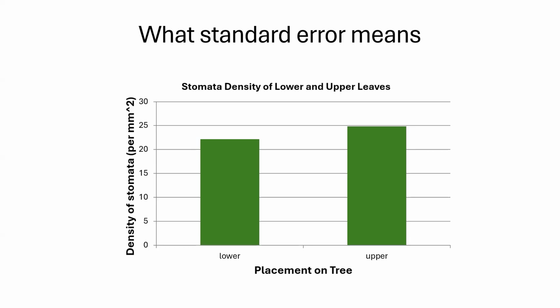Not whether the data is significant, but whether the claim that we want to make, upper leaves have more stomata per square millimeter than lower leaves, people could maybe get into an argument as to whether that is really true, which is why mathematical and scientific literacy, by the way, is so important.